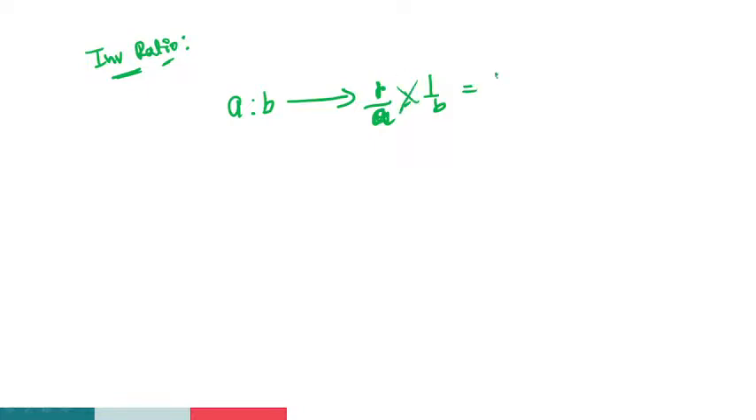Right. So one more point, guys: inverse ratio. For example, A is to B. The inverse ratio is 1 by A is to 1 by B. Just cross multiplication, guys. A is to B, the inverse ratio is B is to A. When two quantities are given, for example 2 is to 3, the inverse ratio is 3 is to 2.